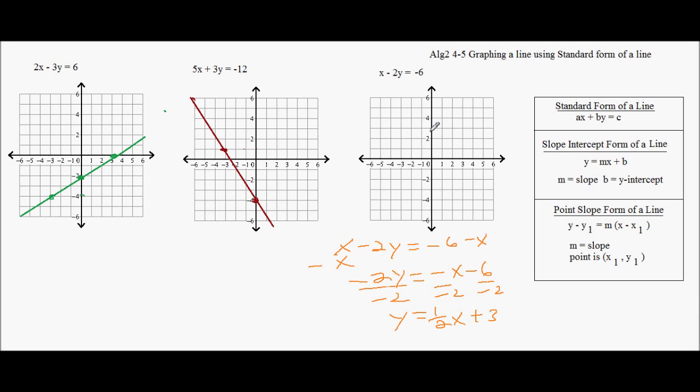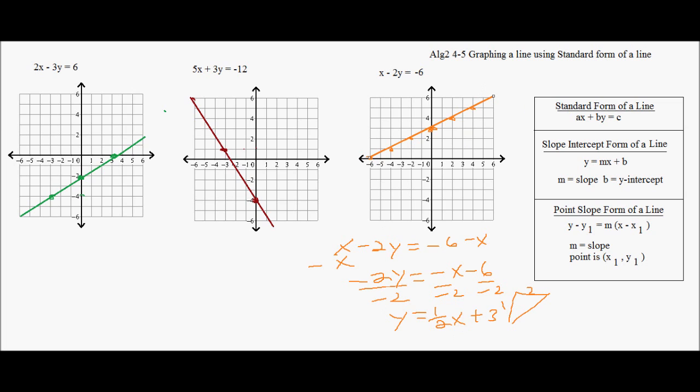So I'm at 3, right there. It's a positive slope. It's going to go up 1 over 2. Down 1 over 2. Up 1 over 2. So the line is going to look like that.